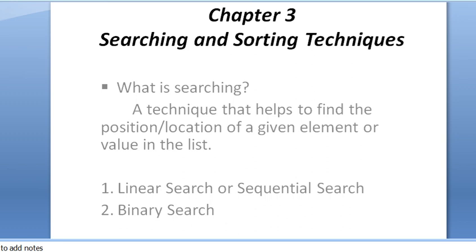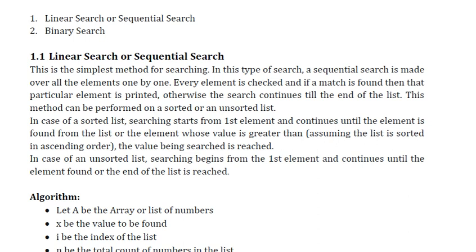Every element is checked, and if a match is found, then that particular element is printed. Else, the search continues till the end of the list. Linear search can be performed on a sorted or an unsorted list. Let's see a presentation which will enable us to understand the linear search in an unsorted array in a step-by-step animation.